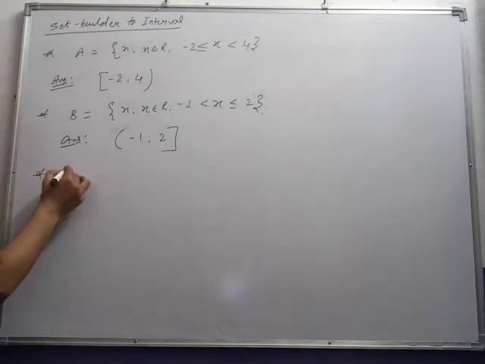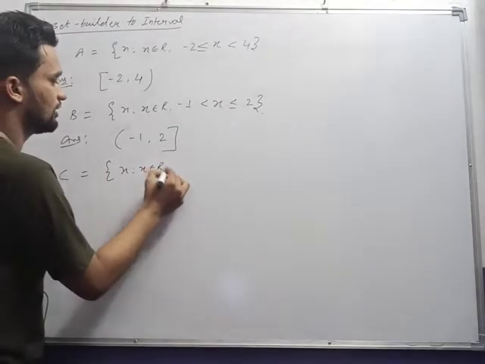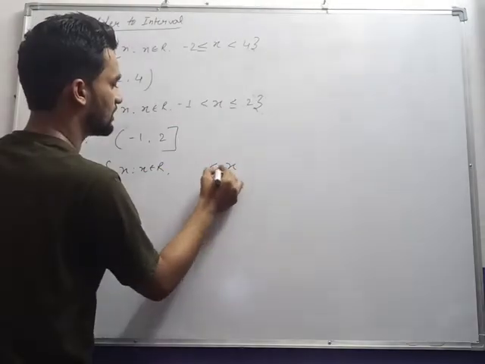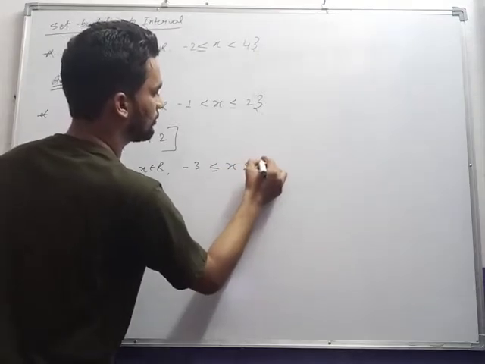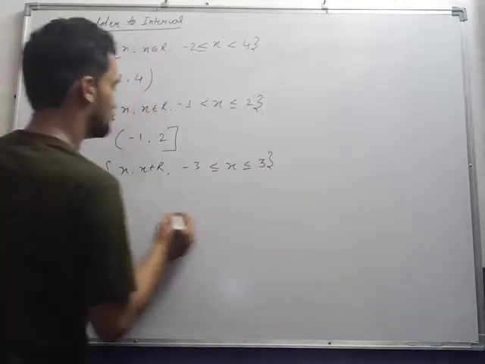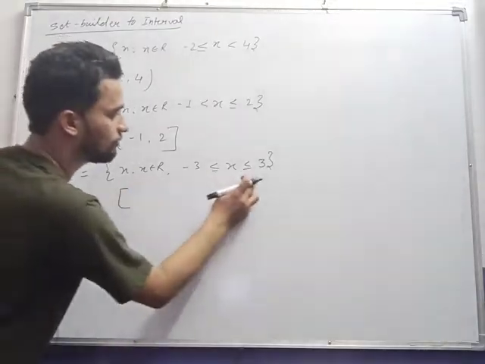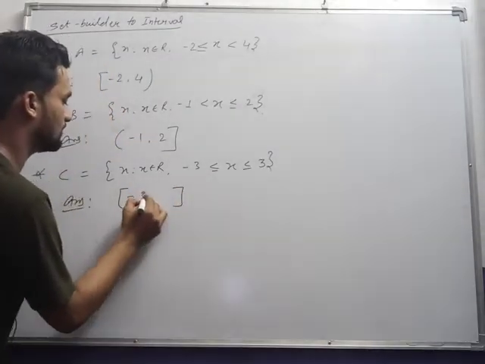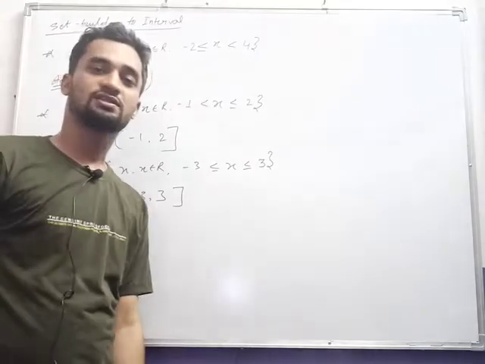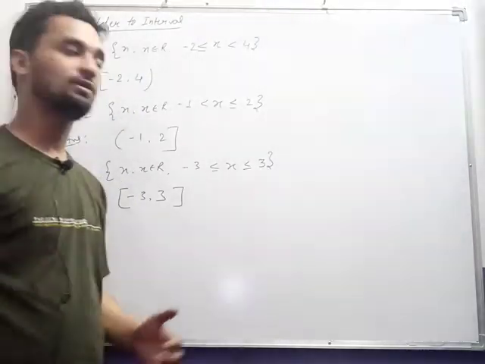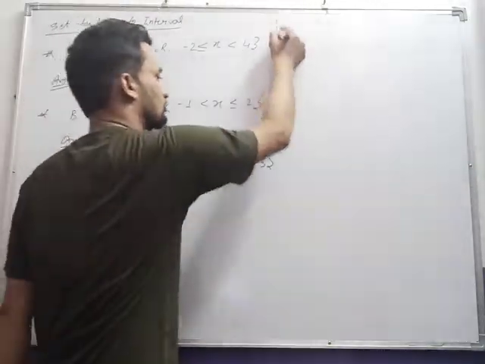Again, if you want one more, set C is such that x belongs to real numbers and the condition for x is again -3 less than or equal to x less than or equal to 3. Suppose this. So this will have equal signs on both sides, so both will be closed brackets: -3 comma 3. So this is the way to make the interval from set builder form.